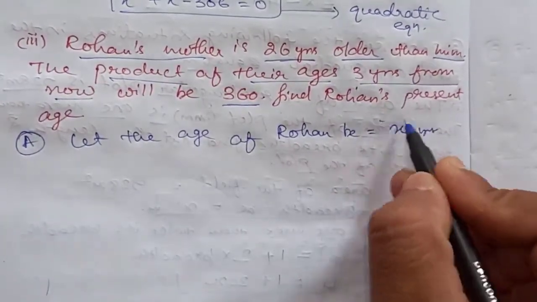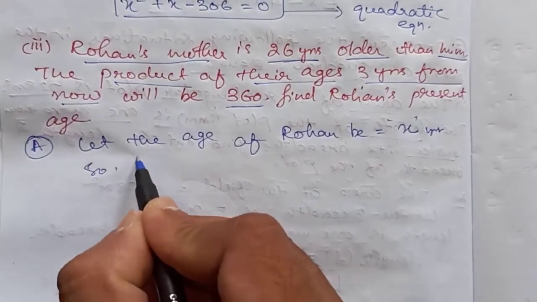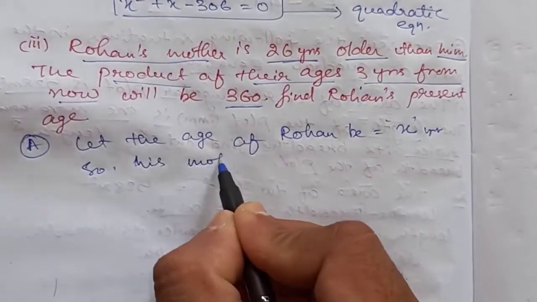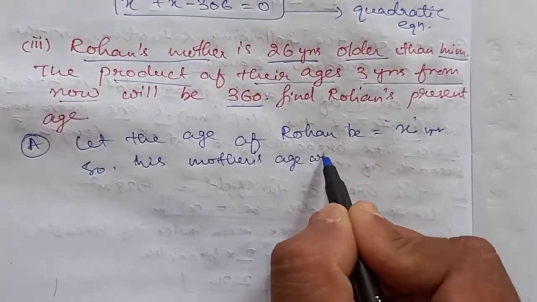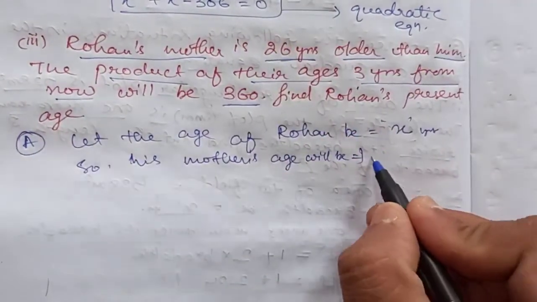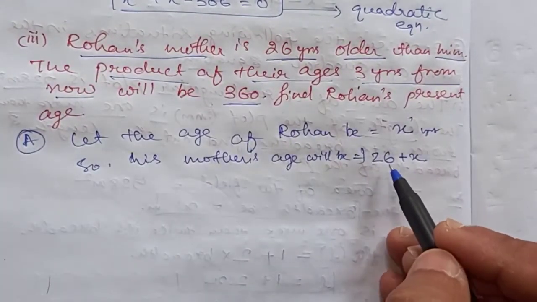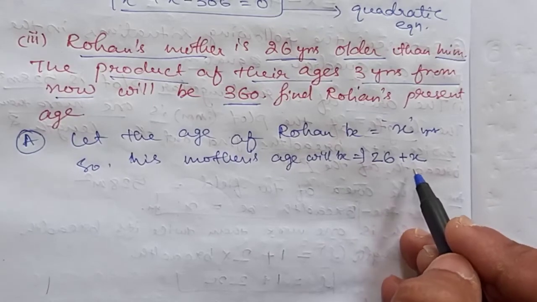Okay, let the age of Rohan be x years. So his mother's age will be how much? She is 26 years older than him. That means we have to add 26 plus x. She is 26 years more than Rohan.